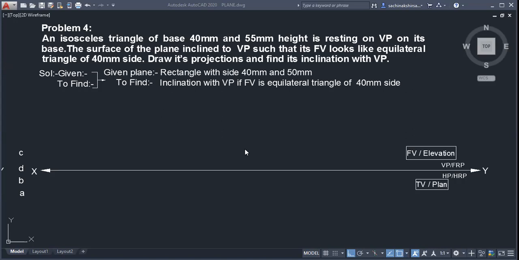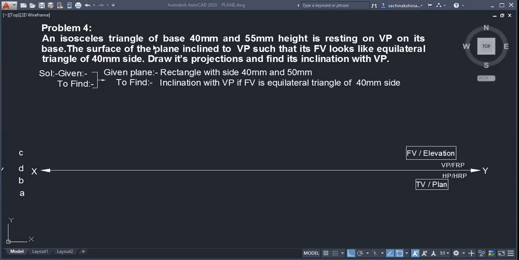So again, a simple problem is given. The type of plane is given with its dimensions, base and height. Again, we have to see where it is resting. That is again the most important thing.